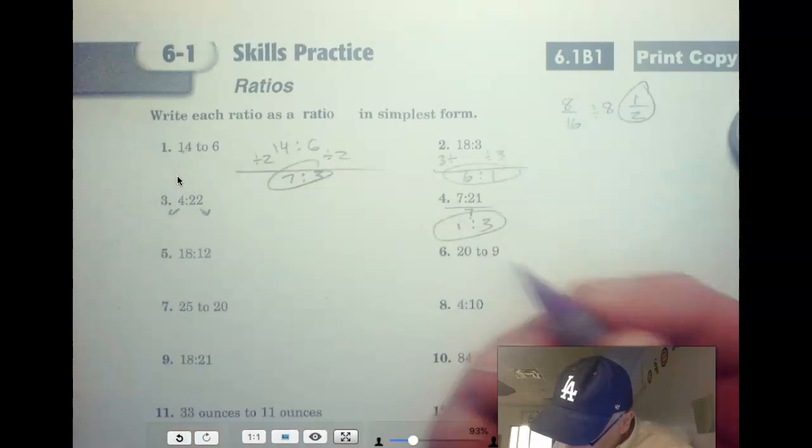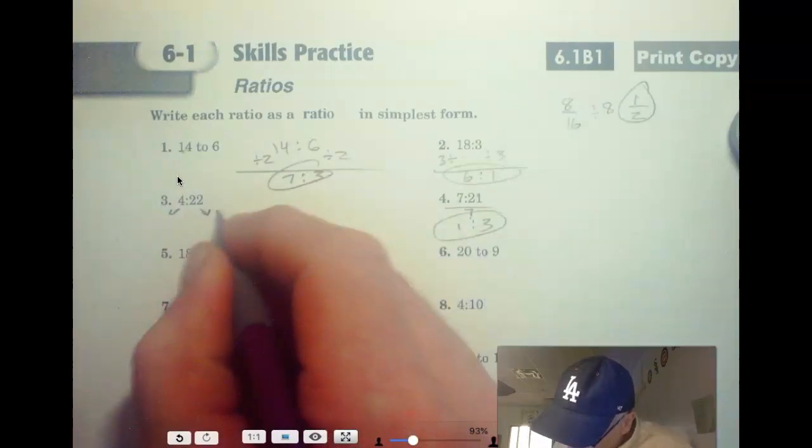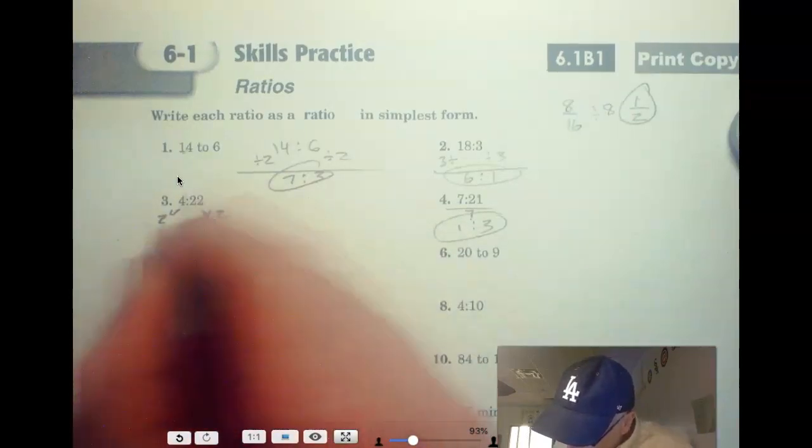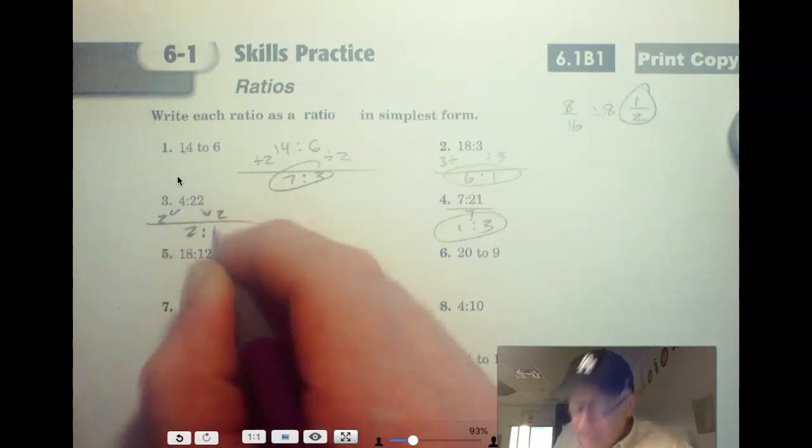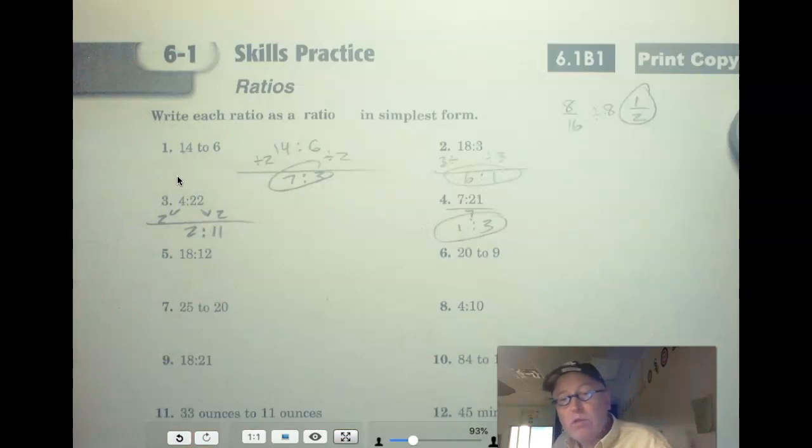So these ones here are both even numbers, so let's use 2. 4 divided by 2 would be 2. 22 divided by 2 would be 11. Now 11 is a prime number. 2 is a prime number. There's nothing else that goes into those other than 1.